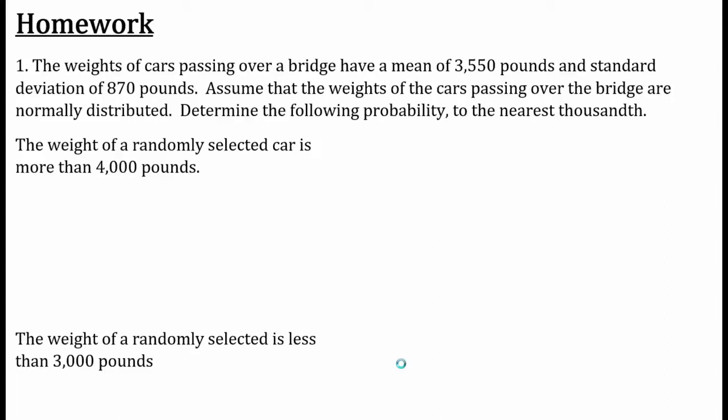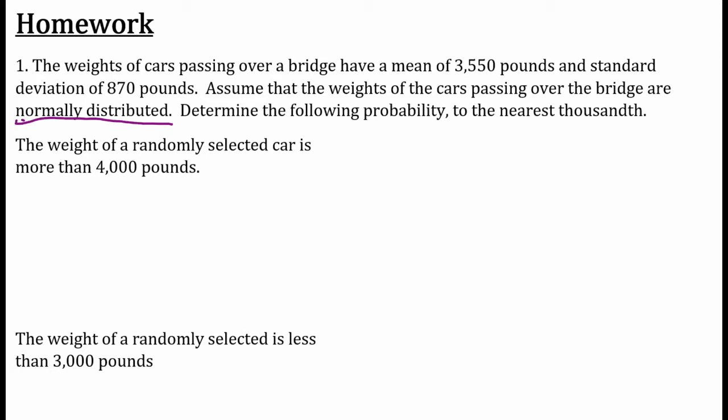Number 1, the weights of cars passing over a bridge have a mean of 3,550 pounds and a standard deviation of 870 pounds. Assume that the weights of the cars passing over the bridge are normally distributed. So whenever we're told a set of data like this is normally distributed, the first thing that we're going to think of is we need to be drawing normal curves and using our calculator.